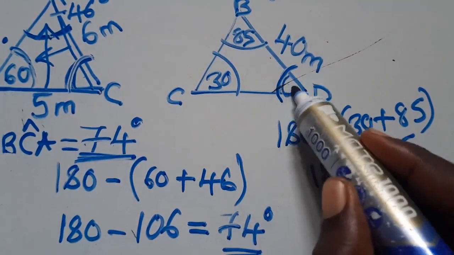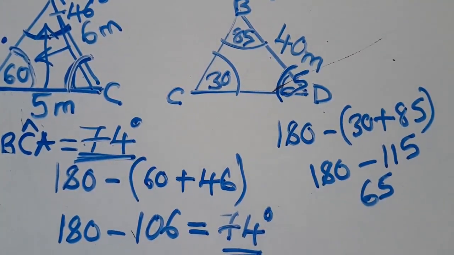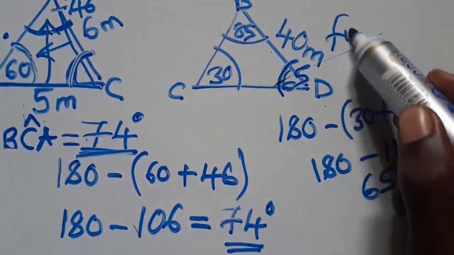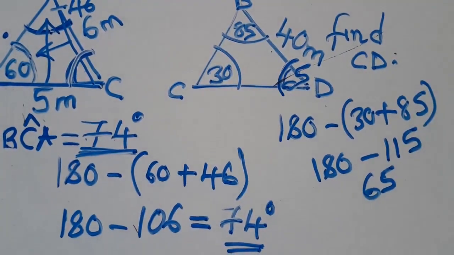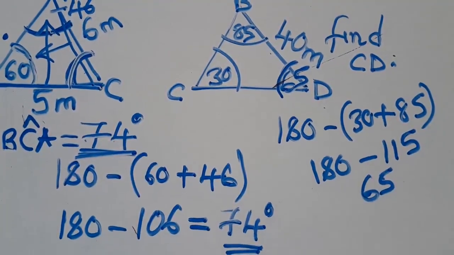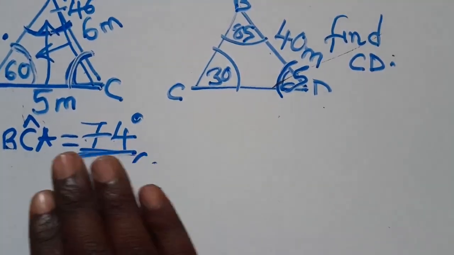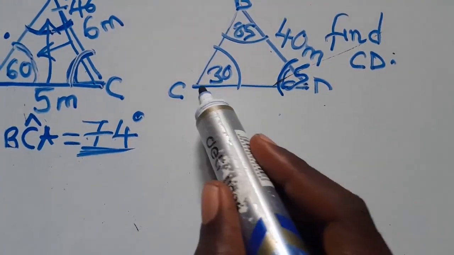Meaning the angle that is there is 65. Then we are told to find CD. So how can you answer that? You follow the same formula that I did at first. You are told to find CD.